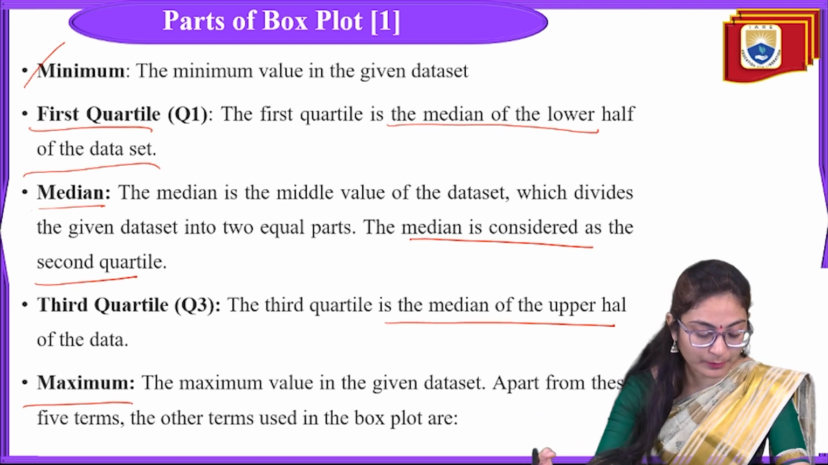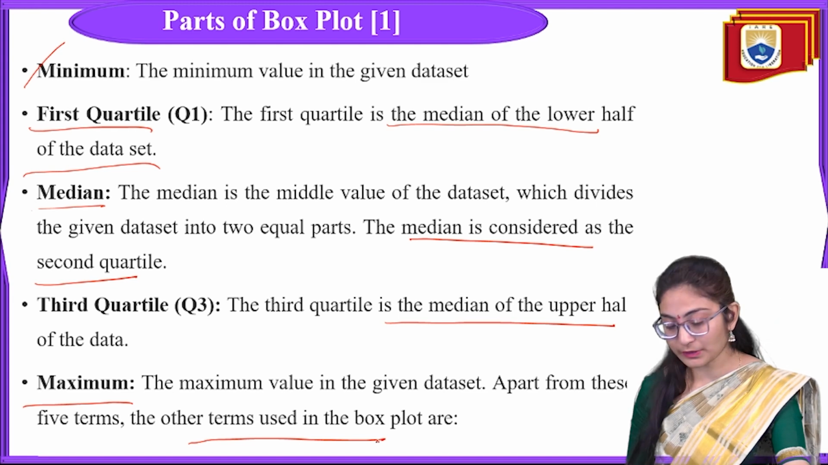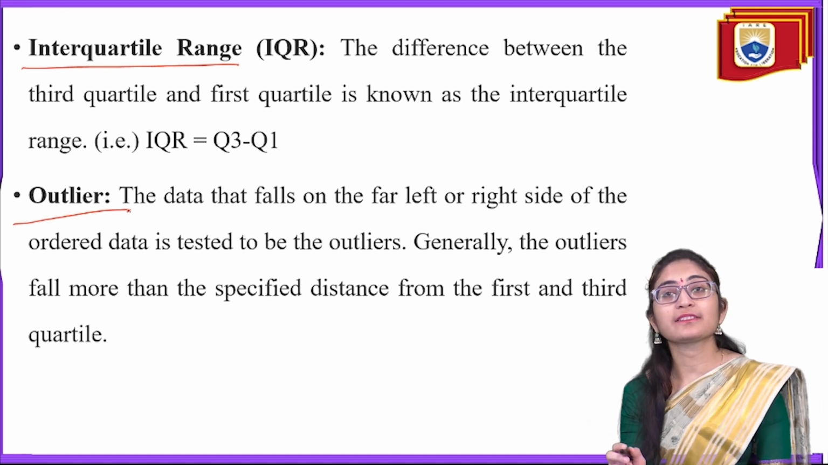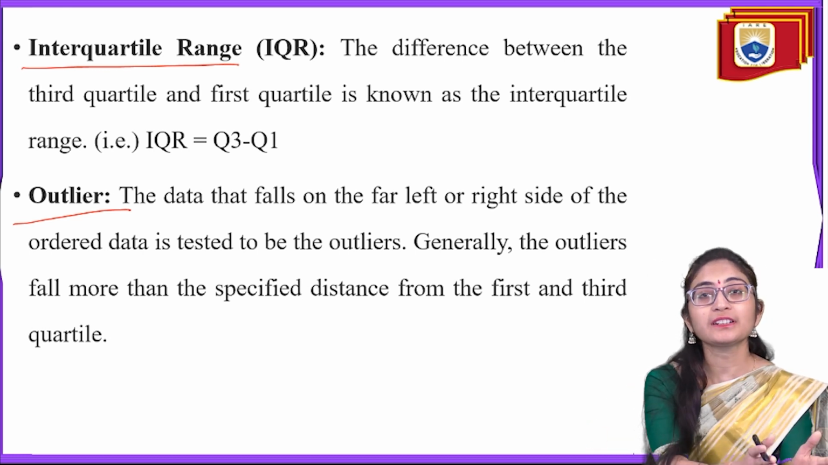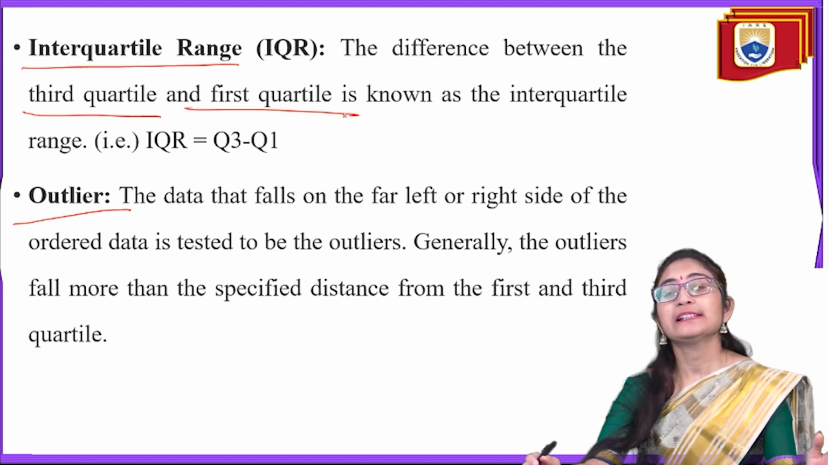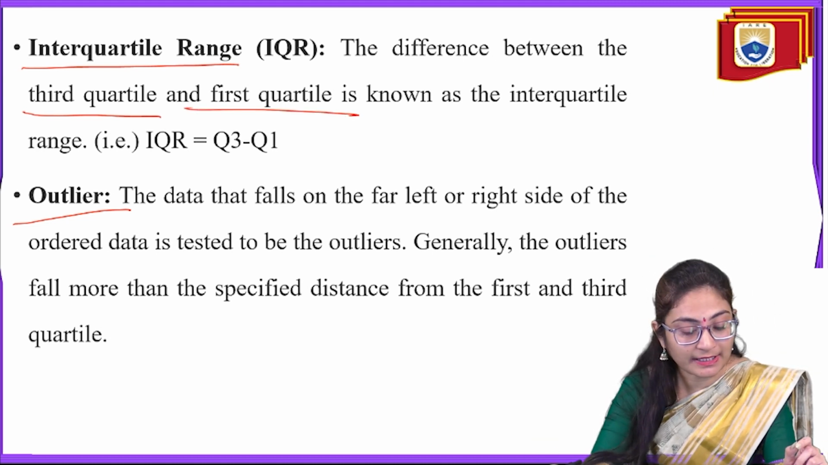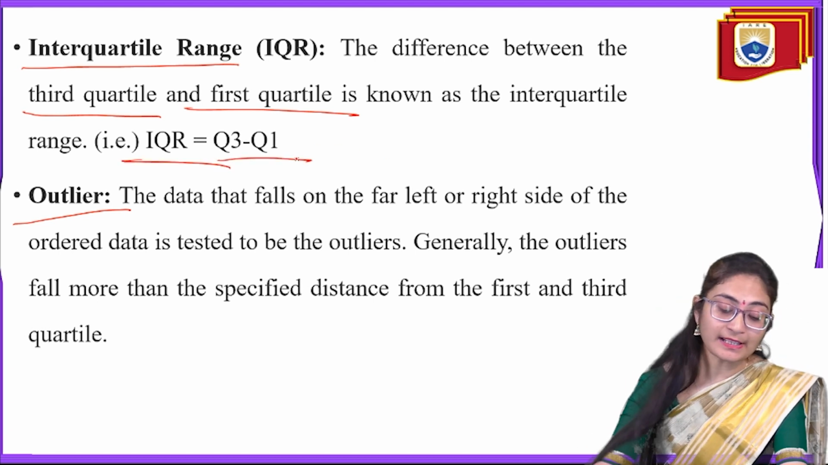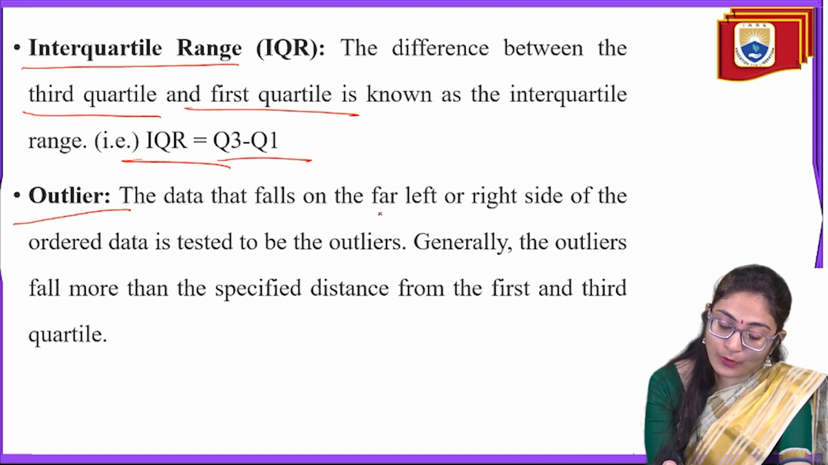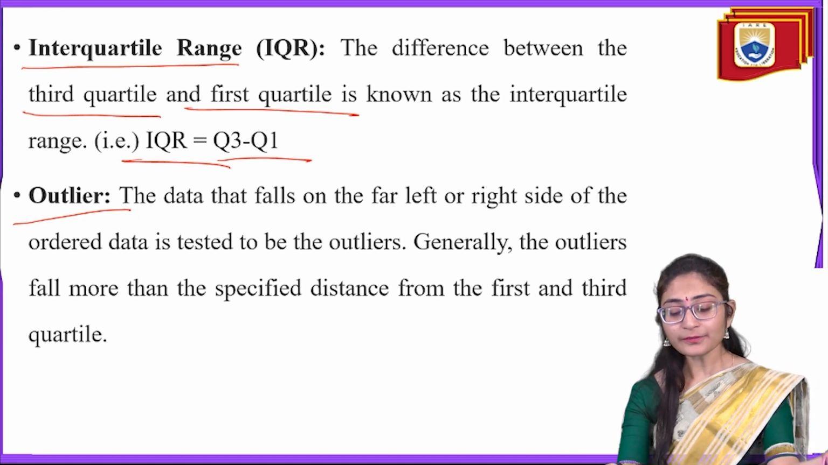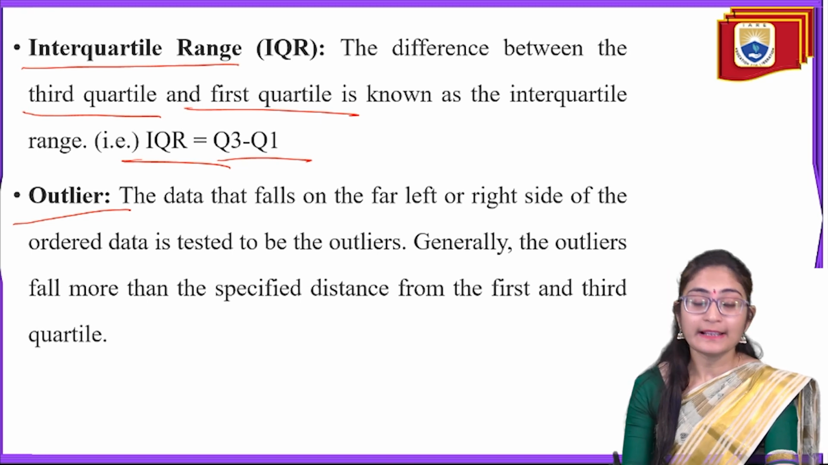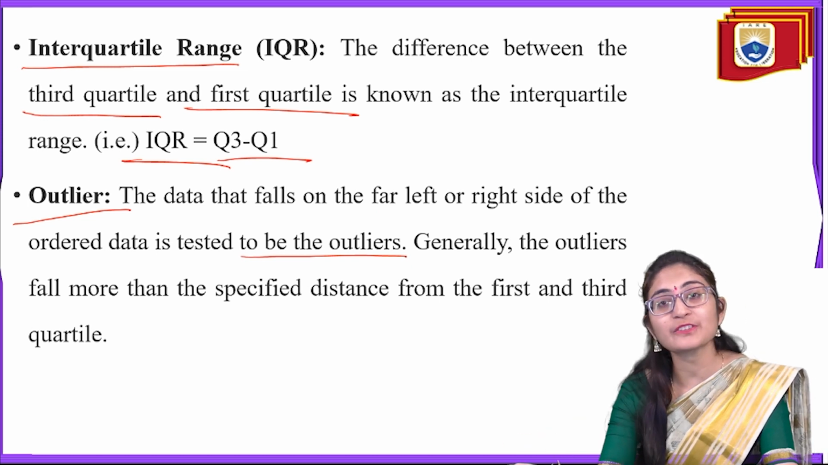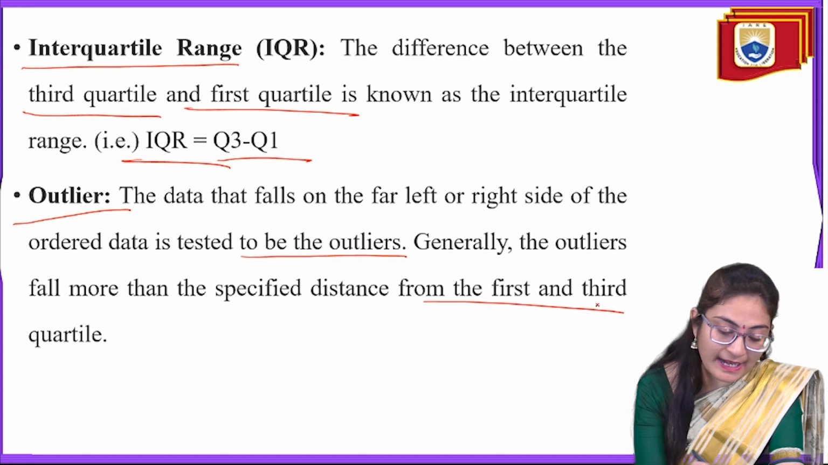Apart from these 5 terms, the other terms used in the box plot are the interquartile range and the outlier. Interquartile range means the difference between the third quartile and the first quartile. So we can show IQR is equal to Q3 minus Q1. Then outlier, the data that falls on the far left or right side of the ordered data is tested to be an outlier. Generally, the outliers fall more than a specified distance from the first and the third quartile.